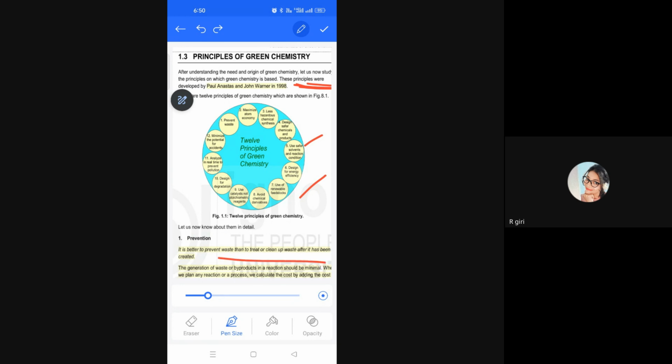It is better to prevent waste than to treat or clean up waste after it has been created. Before producing the waste material, you try to minimize the waste so that waste production will not occur and disposal will not take place. So it is not necessary. It is important to think that your reaction, your production should be in such a way that the waste product should be minimized.